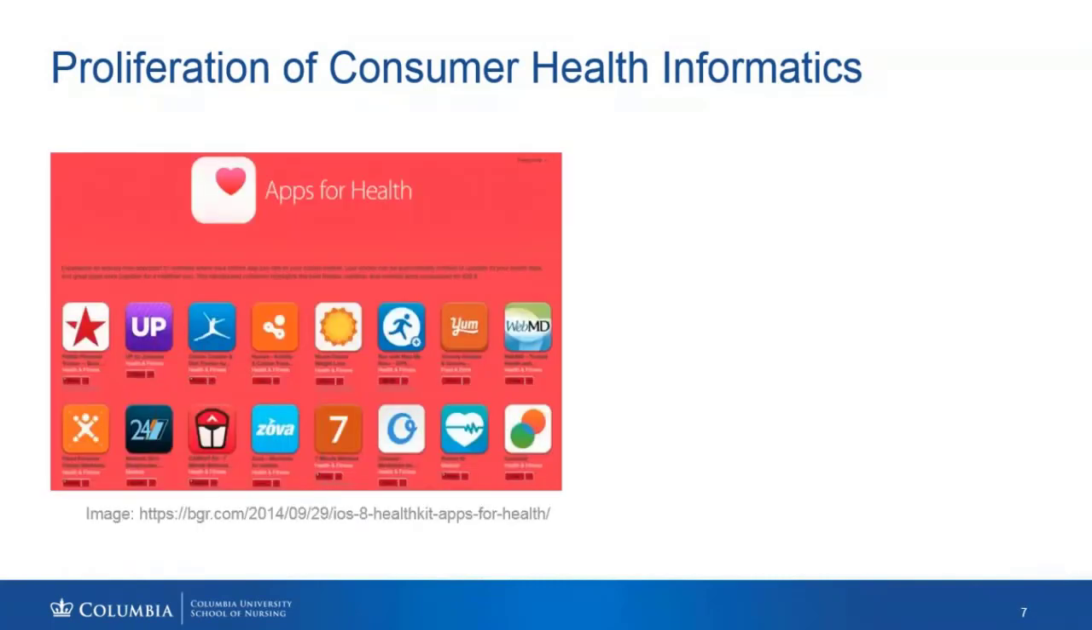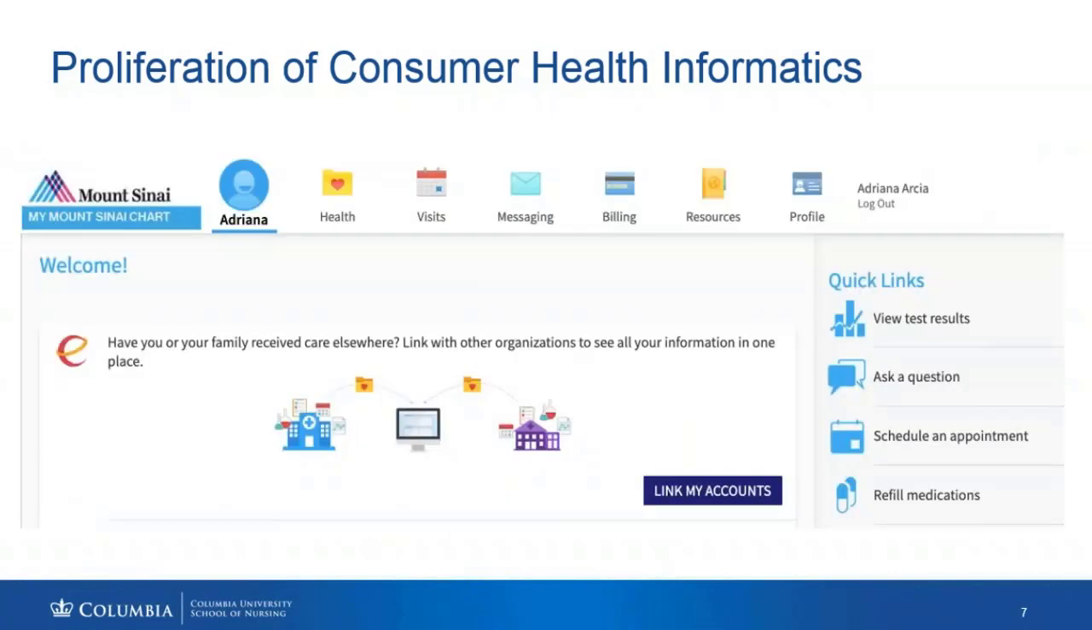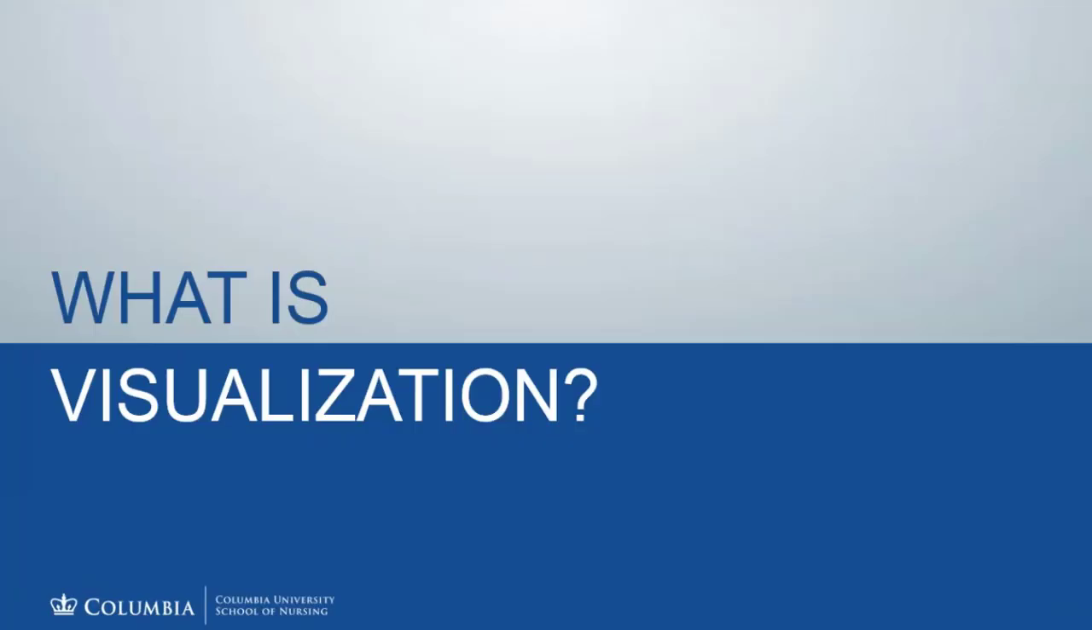So, very briefly, we've seen a proliferation of consumer health informatics, as they call it in academia. We see numerous apps for health. We see websites, in the millions probably, of varying quality. Hopefully healthfinder.gov is one of the better ones in the US. And patient portals, right? And we see, for instance, these icons to help orient people to where they want to go. So that's the relevance, I guess, of this to informatics.